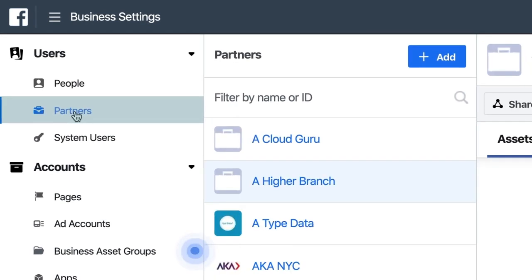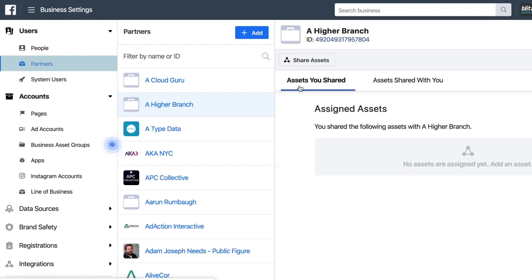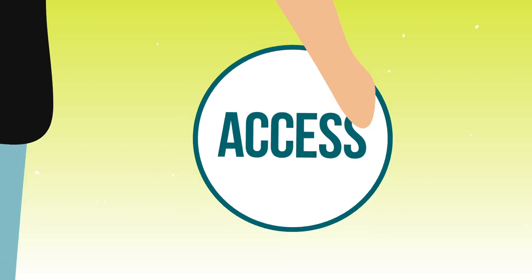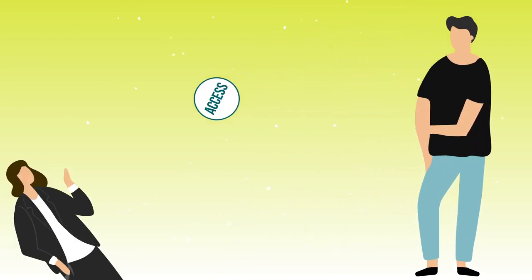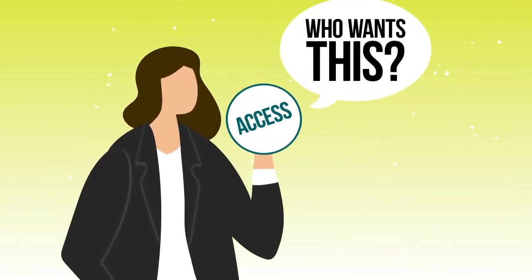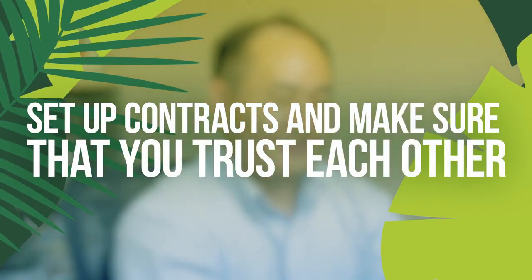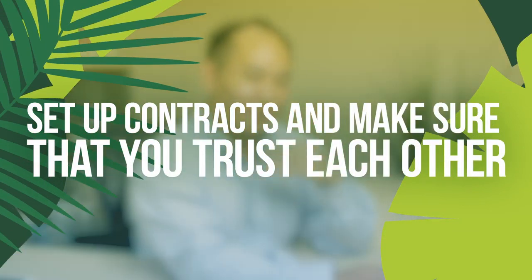You may want to grant access to someone from another agency and not invite them as a user because they're not an employee and they're not an admin of your company. In that case, Facebook's created the partner level of access. So you can see partners right here under users, and under each partner that we have assets that we have shared and assets that they have shared with us. If you're assigning access to another agency or partner, anyone inside their business manager, they can grant access to. So be sure that you have some kind of signed contract and you trust whoever you're granting access to, because whatever level you've granted, they can grant to anybody inside their business manager.